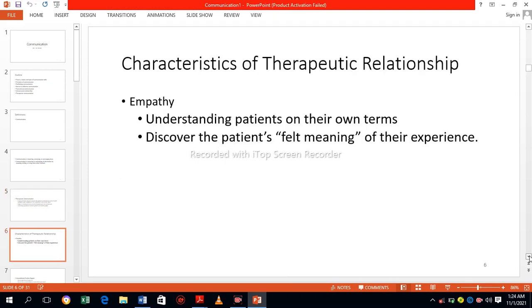Now let's look at some of the characteristics of therapeutic communication. One of them is empathy. Empathy is more of understanding the patients on their own terms. You put yourself in the condition where the patients are, and you discover the patient's felt meaning of their experience. What are they passing through actually? You put yourself in their shoes, so to say, and you understand them according to the way they are. You do not make assumptions of what they are feeling.